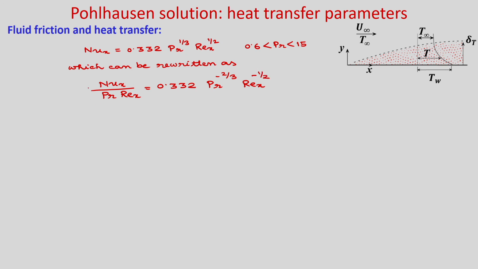Okay. So, you can see the left hand side is a dimensionless group. This is called the local Stanton number. So, the left hand side is the Stanton number, the local Stanton number, which is Nusselt number x by Prandtl number Re x. This is known as the local Stanton number.